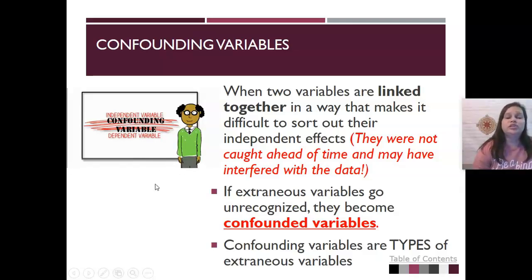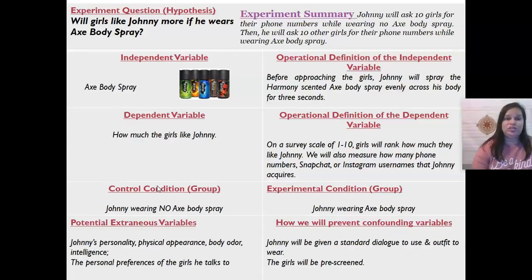So if an extraneous variable goes unrecognized, then it becomes a confounding variable. But confounding variables are a type of extraneous variable. So controlled variables and confounding variables are types of extraneous variables.